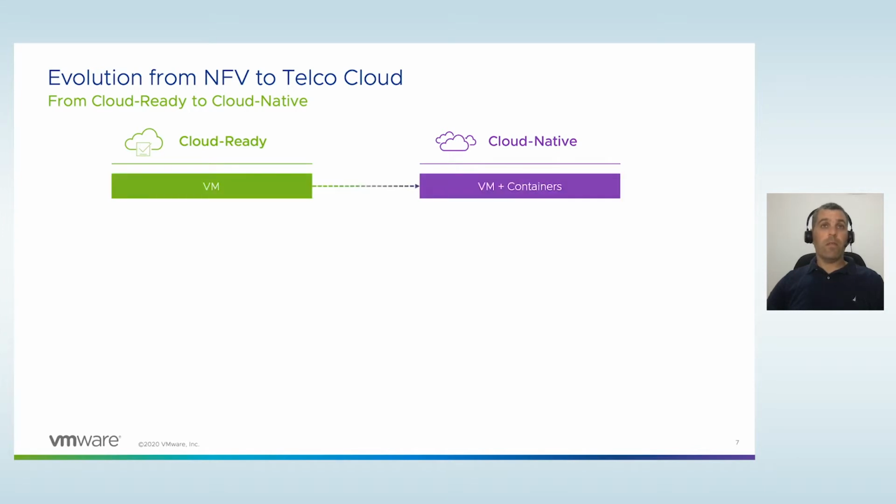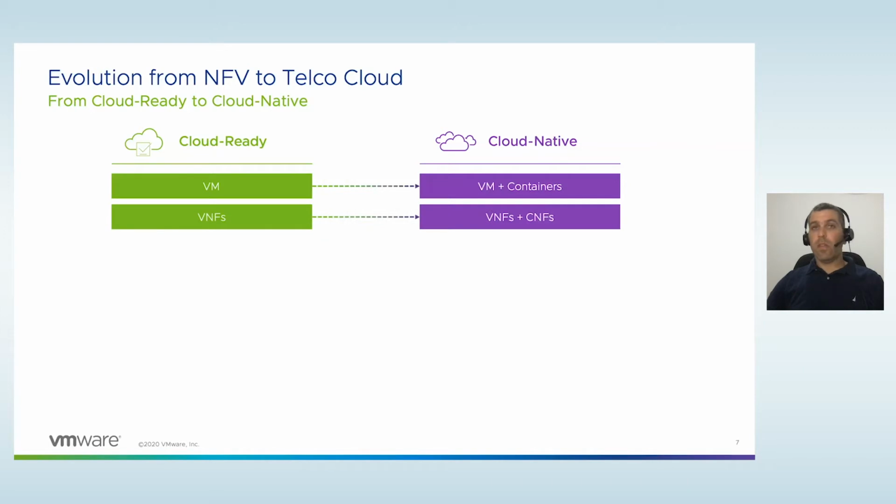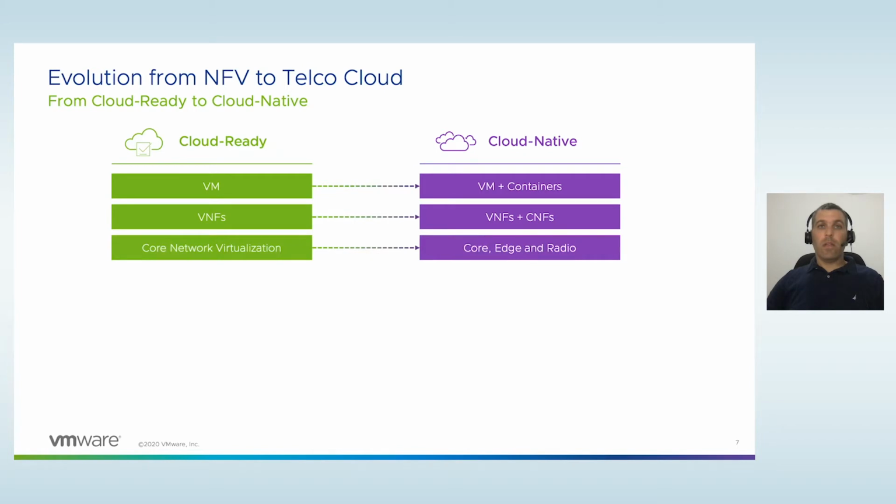Basically, we see that the form factor is obviously changing from VM to VM plus containers. Now we don't only have virtual network functions, but we are going into CNF, containerized network functions, cloud native network functions. In terms of network virtualization, we are no longer talking only about the core and considering physical devices for the edge and the radio. Now, both the core and the edge are virtualized.